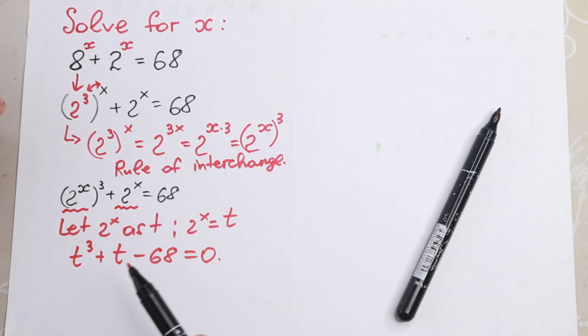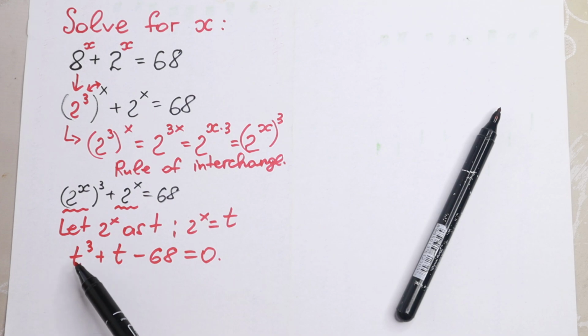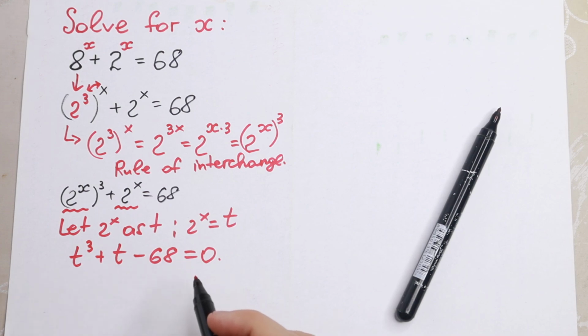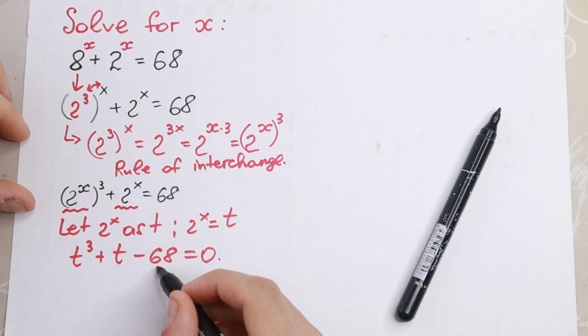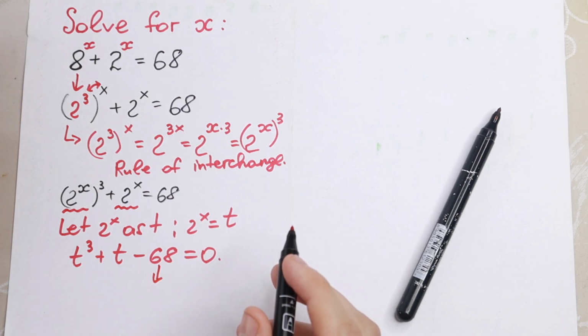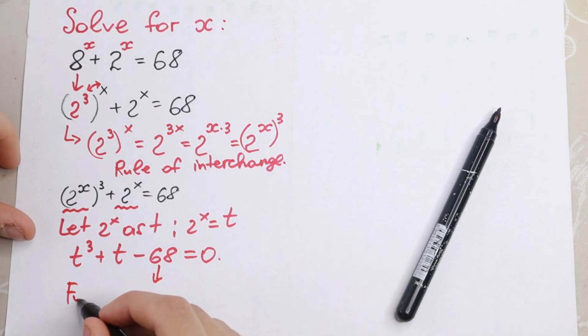Right now there are a lot of methods to solve this cubic equation, because right here we have nothing but a cubic equation: x cubed plus x minus some constant, but right here we have t. How can you solve this equation? I want to show you my approach, how I solve it. Firstly, we need to find the factors of this 68.